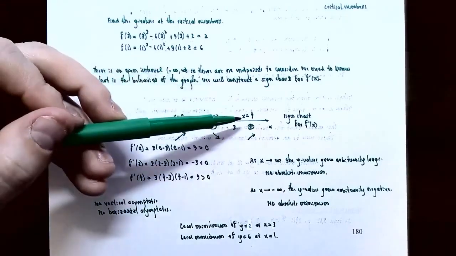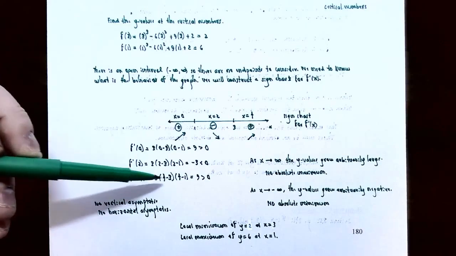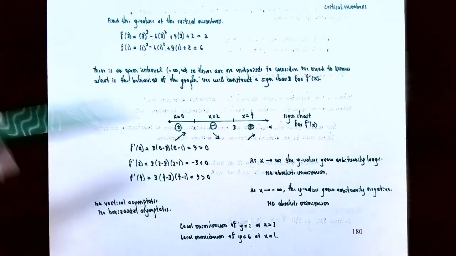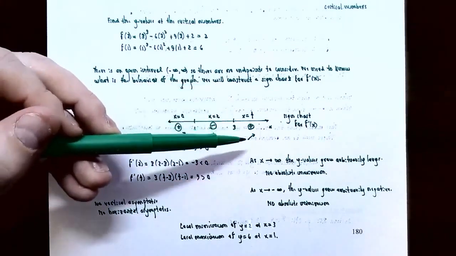And now the last test value, x equals 4. f prime of 4 would be 3 times (4 minus 3) times (4 minus 1). That comes out to be positive 9. So on this interval, the derivative is positive. That means f of x is increasing.